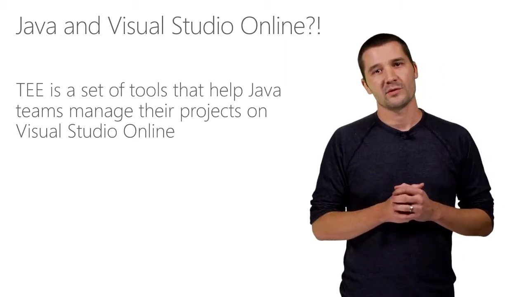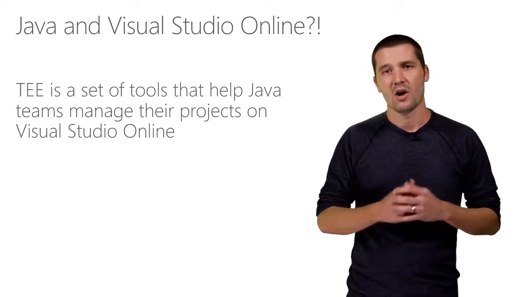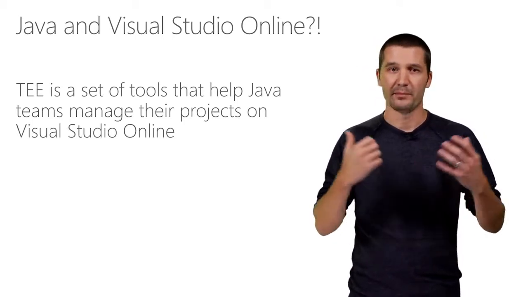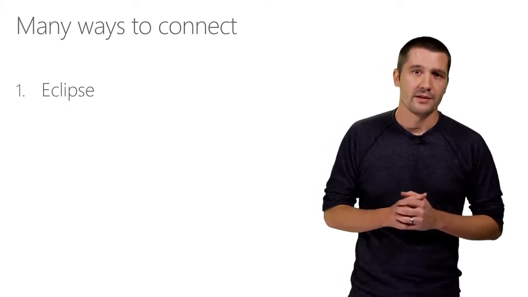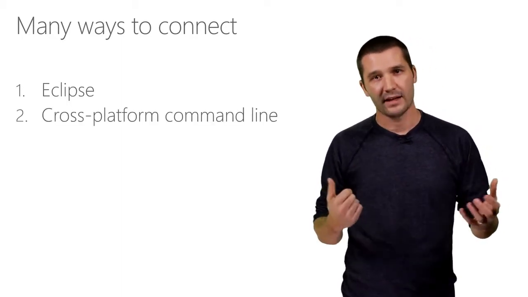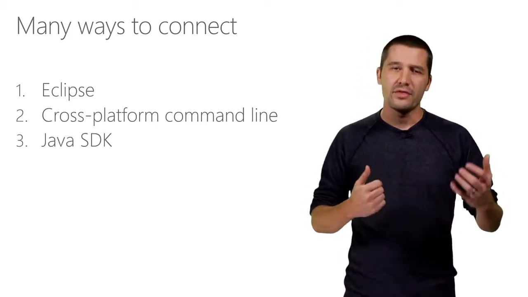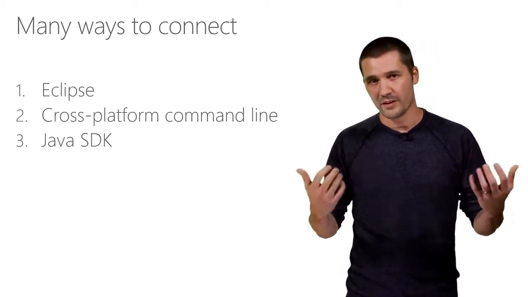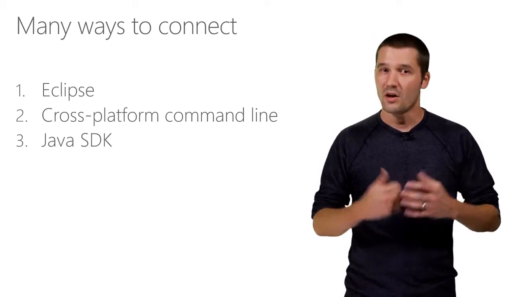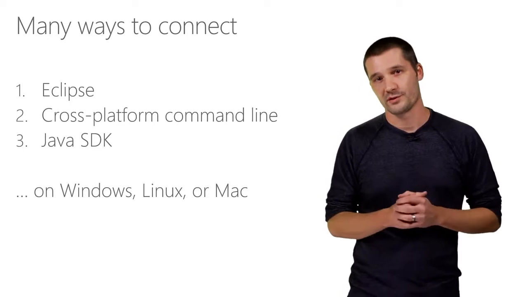So TEE is a set of tools from Microsoft that helps Java teams manage their source code, their bugs, their stories, their builds, all using the same cloud-based service that's used by millions of .NET developers today. TEE has three main parts. One, a plugin for Eclipse, which I'll show you later. Two, a cross-platform command line client, which provides a command line interface for interacting with TF version control. And three, a Java SDK, which includes APIs for creating work items, performing various functions, including build, security, and more. All these tools work from whatever platform you're developing on, including Linux, Mac, or Windows.